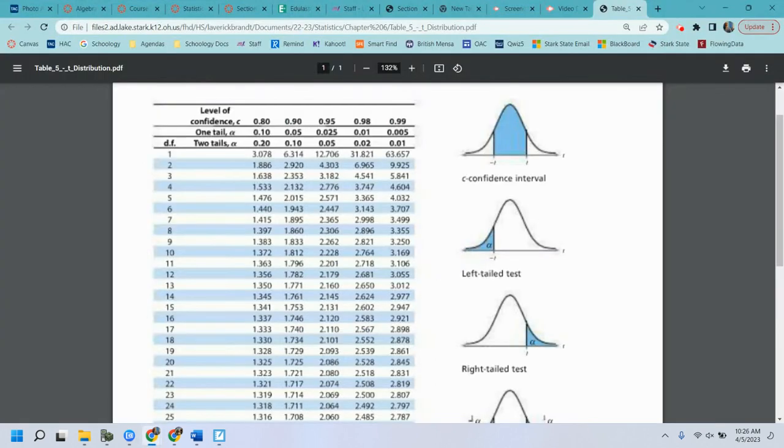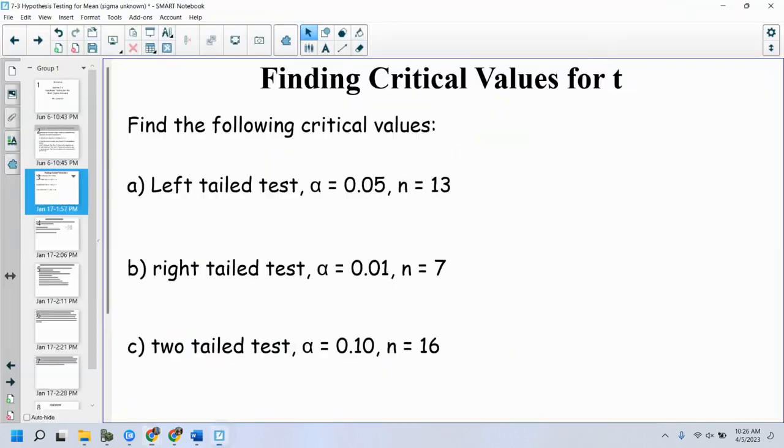Okay, where was it? Right here. Alpha 0.05 for a one-tailed test, right here. So this is the column that I'm going to be looking at, and the row that I'm looking at is the 12. 1.782. However, if this is a left-tailed test, what do I have to do with it? Make it negative. There it is. Okay.